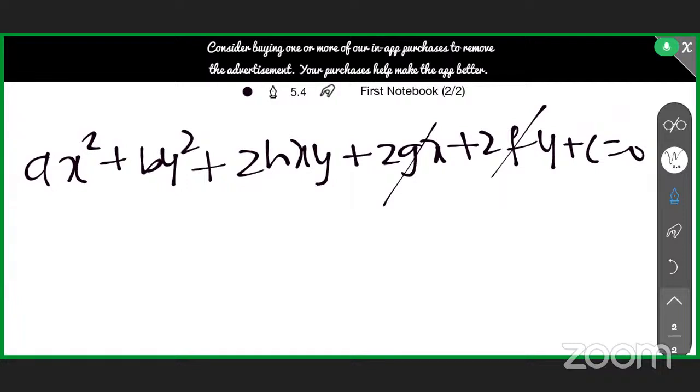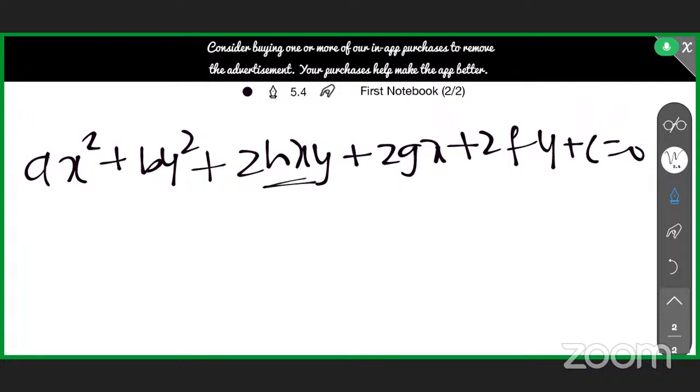Whereas in rotation of axis, I told you in the beginning itself that we will remove the second order term, that is the xy term. For rotation of xy axis, I have to remove this one, so that I'll be doing with the help of whatever we learned now. So now our main aim is to remove the xy term.